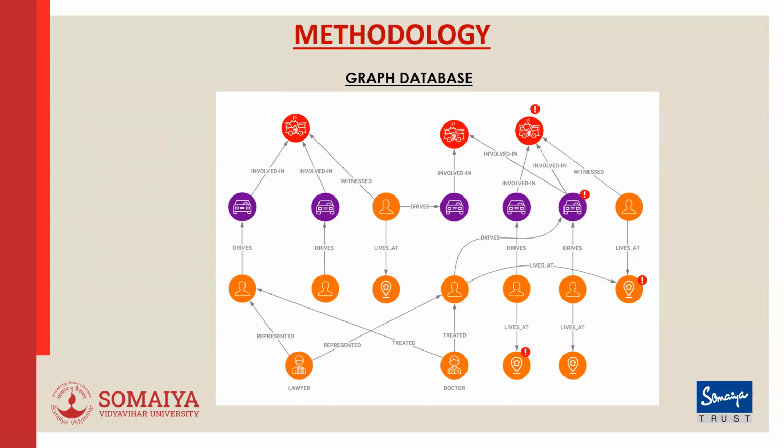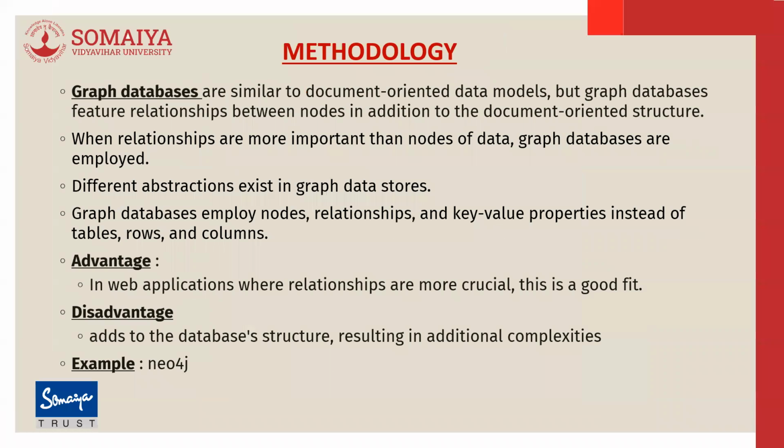Graph database. So you have a graph here in which every entity is connected to relations. It's similar to document-oriented data models, but graph databases feature relationships between nodes in addition to documents. When relationships are more important than nodes of data, graph databases are employed.